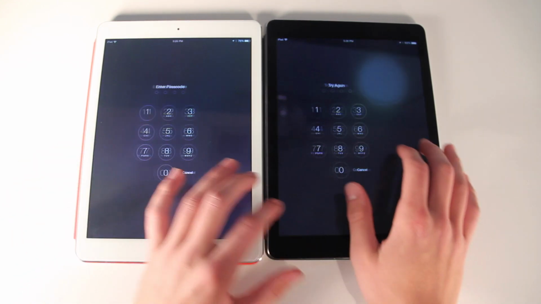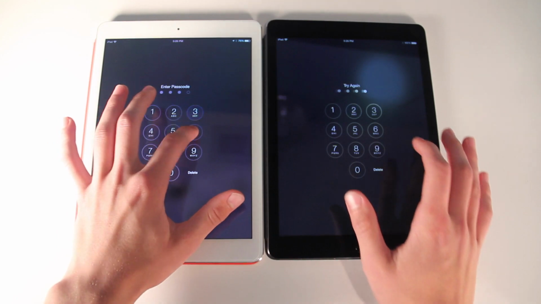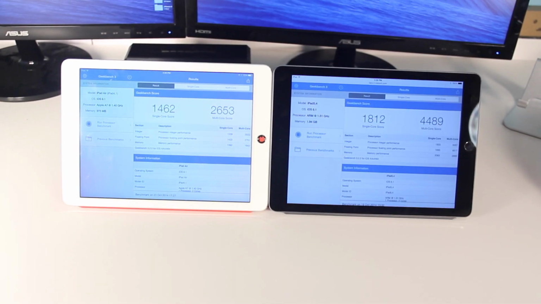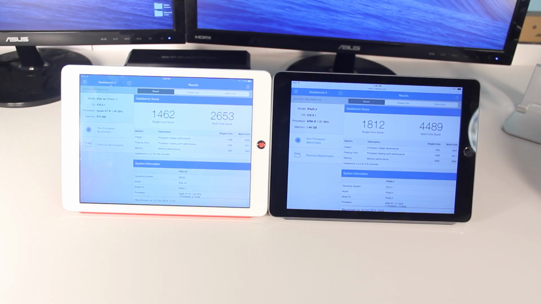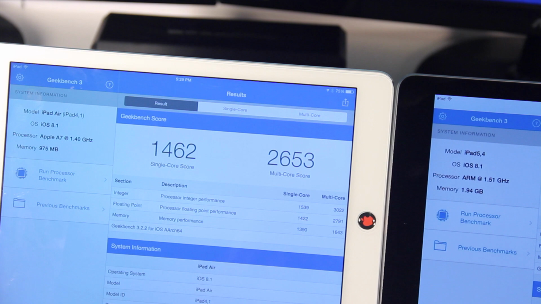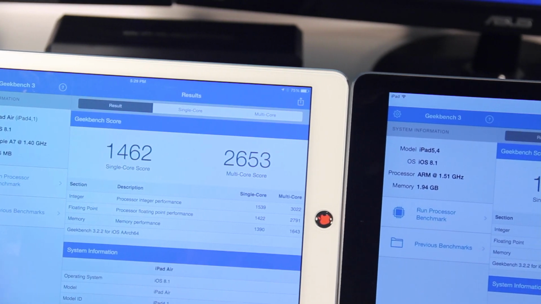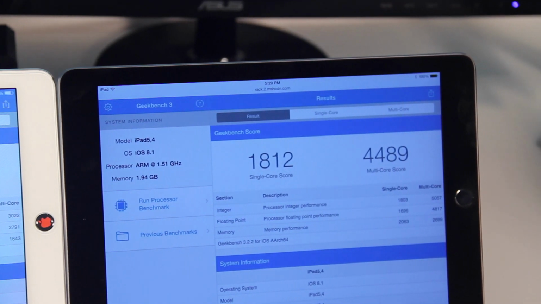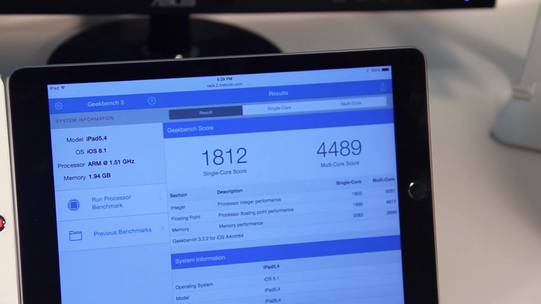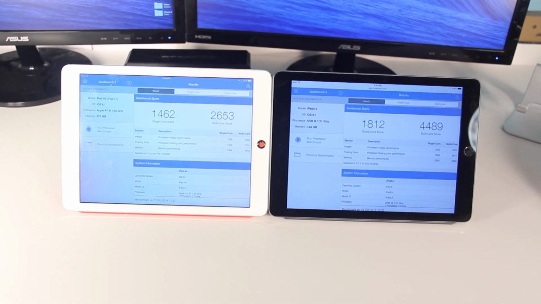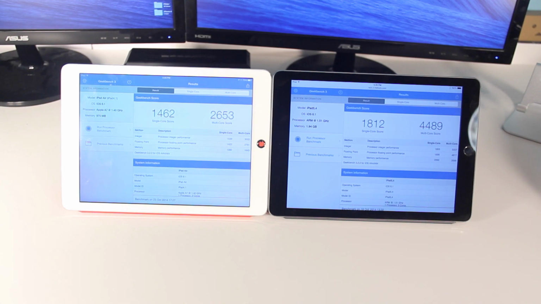So for the Siri test, it was very similar, maybe even the original iPad Air being a tiny bit faster. Now on to Geekbench 3. I have the results here, and you can see that the single core scores are a little bit higher on the iPad Air 2, but the multi-core scores really destroy, coming in not too far away from double the score of the iPad Air. Now these are only benchmarks, but you can definitely tell that the A8X chip is an excellent performer on benchmarks.